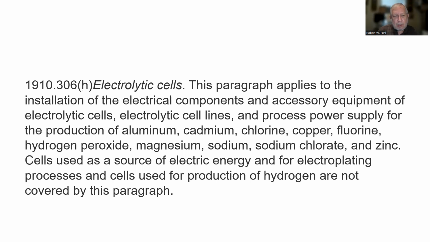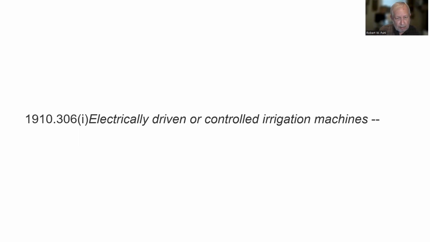Okay? That's GH. Electrolytic cells. This paragraph applies to the installation of the electrical components and accessory equipment of electrolytic cells, electrolytic cell lines, and process power supply for the production of aluminum, cadmium, chlorine, copper, fluorine, hydrogen peroxide, magnesium, sodium chlorate, and zinc. So unless you're into all that stuff, you probably don't need to read this paragraph. Electrically driven or controlled irrigation machines. Something you might want to look into if you've got a ranch.